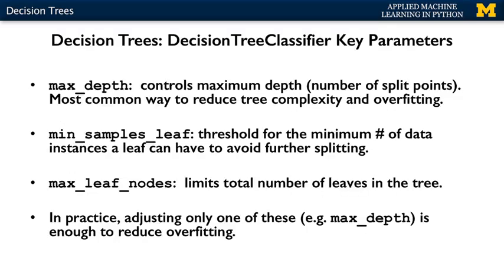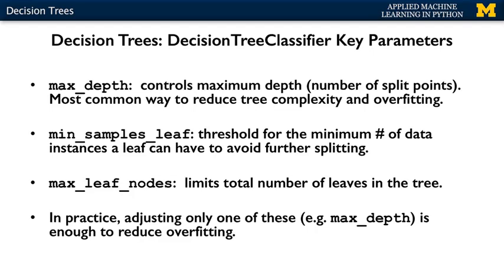So to recap, scikit-learn enables you to control the model complexity of your decision trees with three key parameters. First, max depth controls the maximum depth, or the number of split points the decision tree can have, and is probably the most common parameter used to reduce tree complexity and thus reduce overfitting. The min samples leaf parameter is the threshold that controls what the minimum number of data instances has to be in a leaf to avoid splitting it further. This setting also reduces tree complexity.